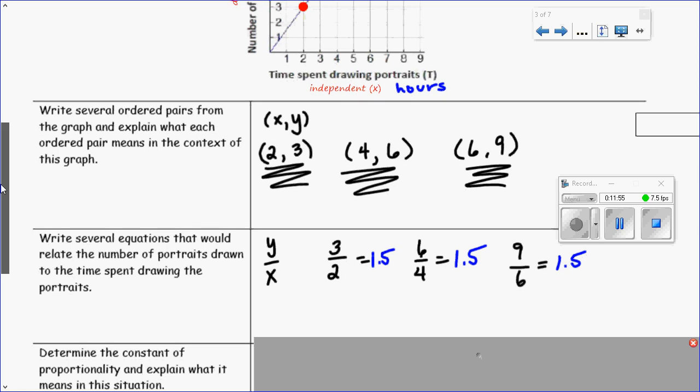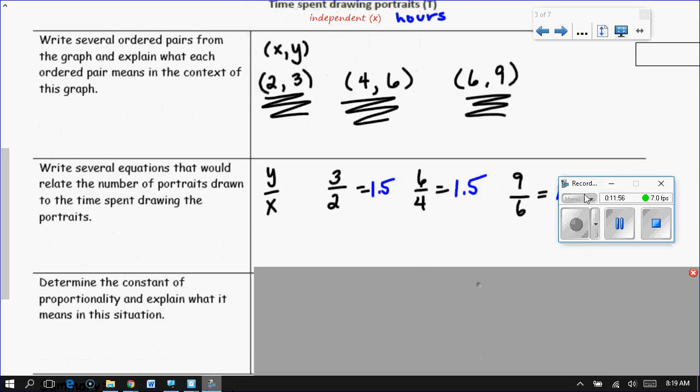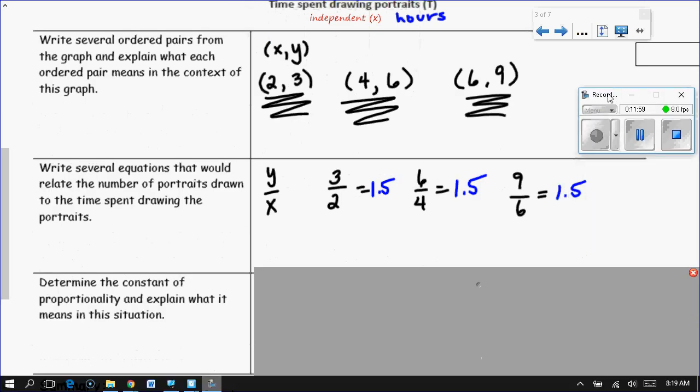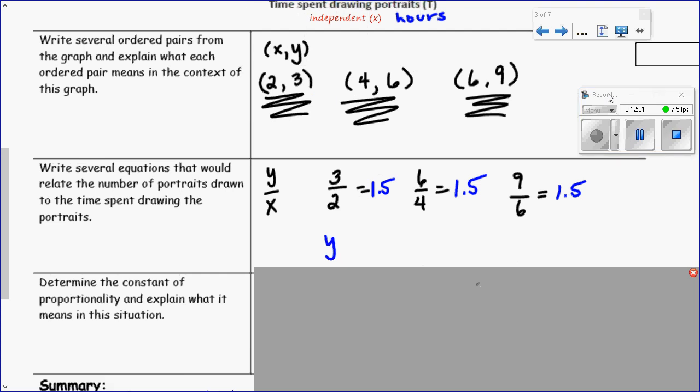I can make 1.5 portraits per hour. Okay, so we're going to go ahead and write that as an equation, and it's going to look like this. Y equals 1.5x, where x is the hours, and y is the number of portraits. So however many hours I have, I can multiply that by 1.5, and that will tell me how many portraits I can make.